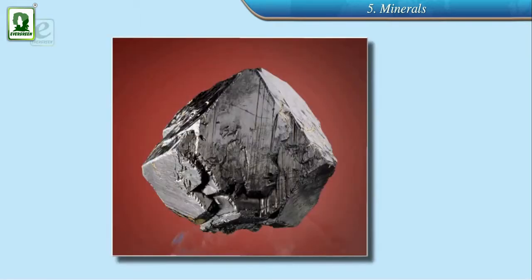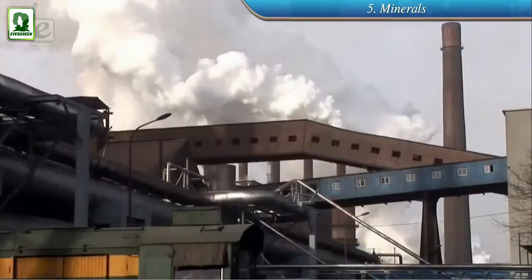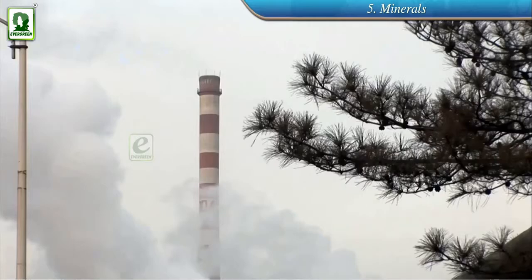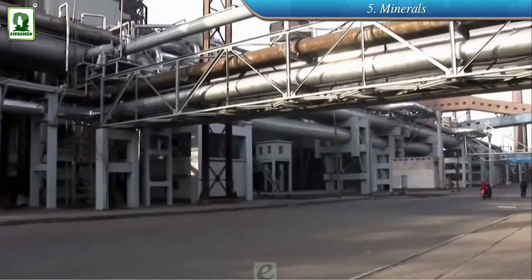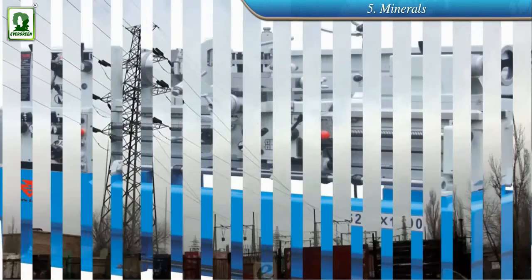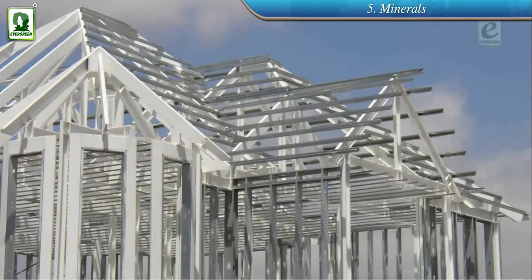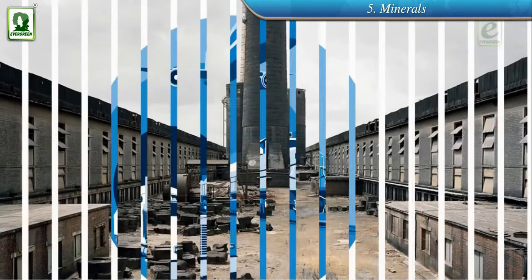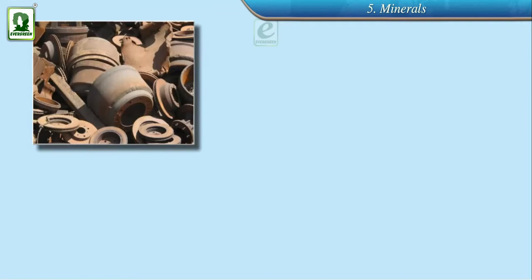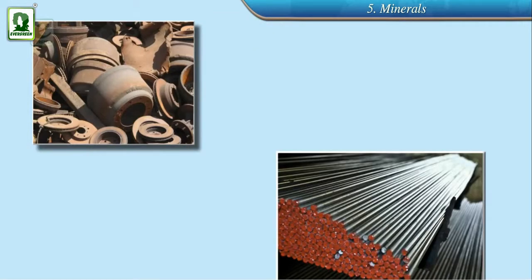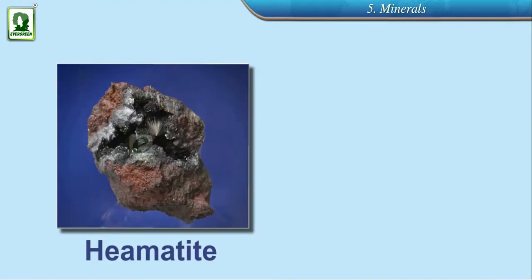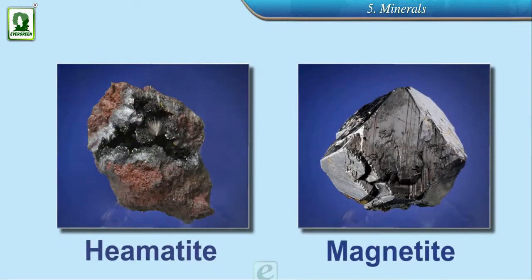Metallic minerals. Iron ore. Iron ore is the basis of modern civilization. It forms the foundation of industrial growth, and it is used in almost all types of machines, machine tools, construction of buildings, factories, and various means of transport. Iron is not generally used in its pure state, but in the form of its alloy steel. Hematite and magnetite are the two important iron ore minerals.